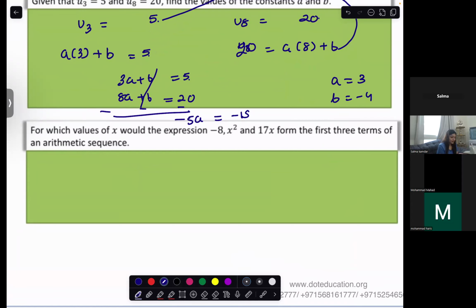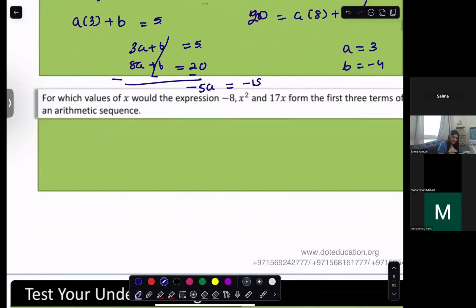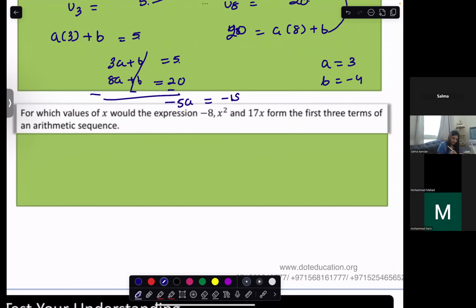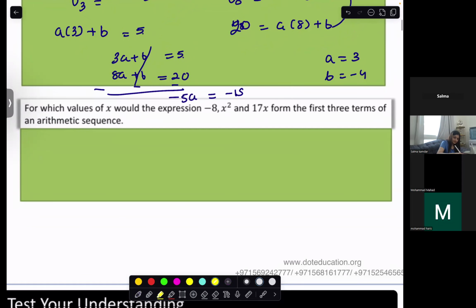You read the question. For which values of x would the expressions minus 8, x square, and 17x form the first three terms of an arithmetic sequence? First, I want to know what I would plug into my x so that these terms would become an arithmetic sequence. So I just write down these terms so that I get better clarity.